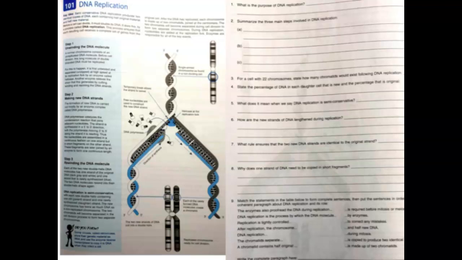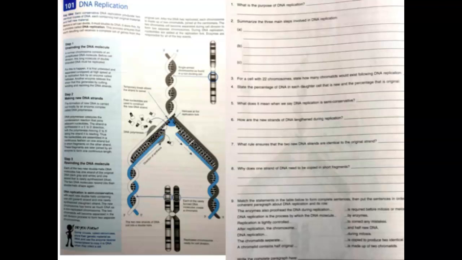Number 7 asks what rule ensures that the 2 new DNA strands are identical to the original strand. And the base pairing rule ensures the correct complementary nucleotides in the DNA are paired with the bases on the parent strand, producing an identical copy of the original DNA. This is also called Chargaff's rule, where A pairs with T and G pairs with C. Number 8, why does one strand of DNA need to be copied in short fragments? I think I just explained that earlier, but basically DNA polymerase can only run one direction. It can only run from the 3' to 5' end. So on one strand, it has to be done in short fragments.